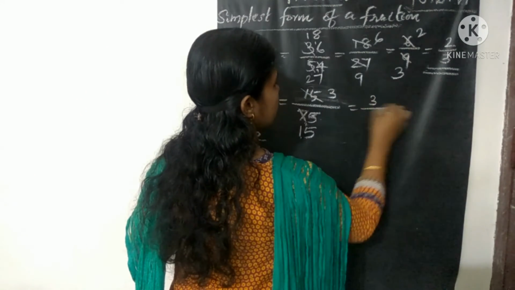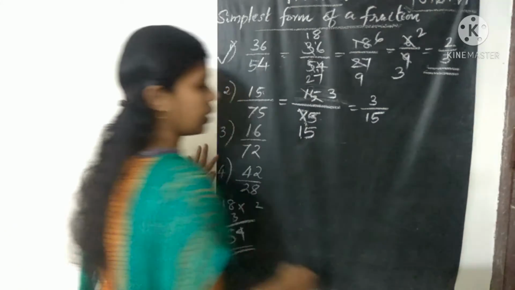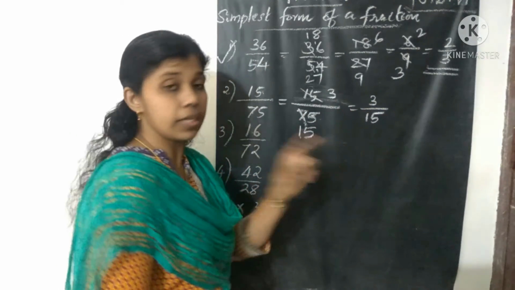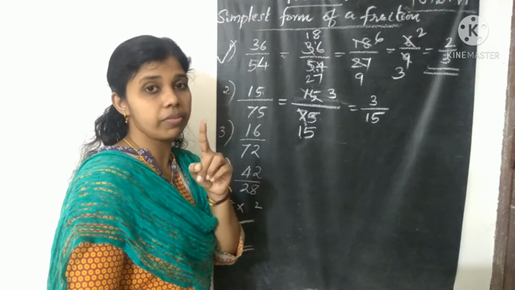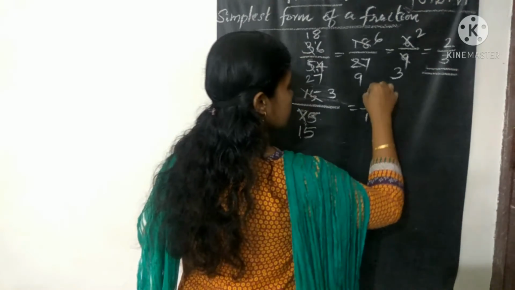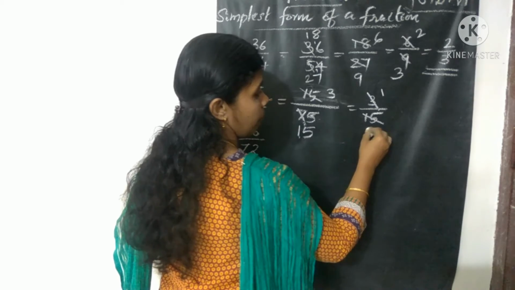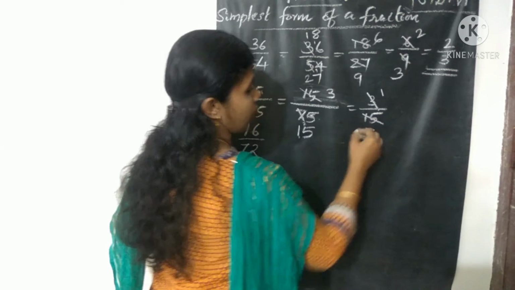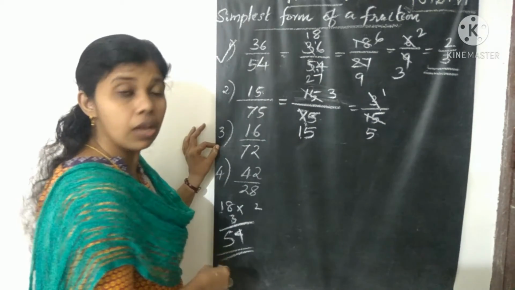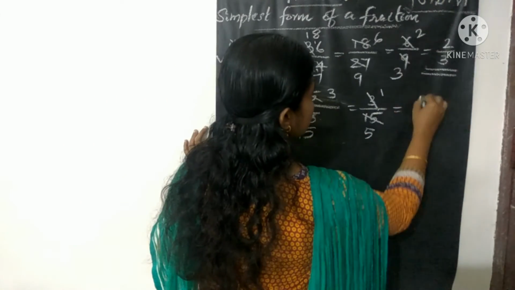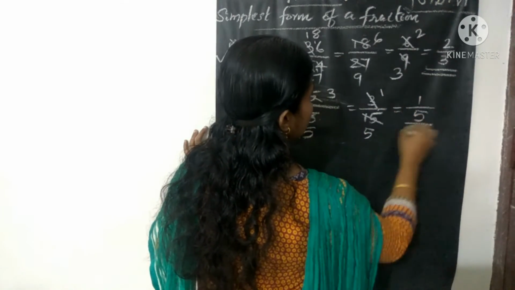So we got 3 by 15. Now 3 and 15 contain one common factor. Which is the common factor? 3. Okay. So it is divisible by 3. 1 into 3, 3. But how many 3s in 15? 5 3s are 15. That is equal to the answer 1 by 5.